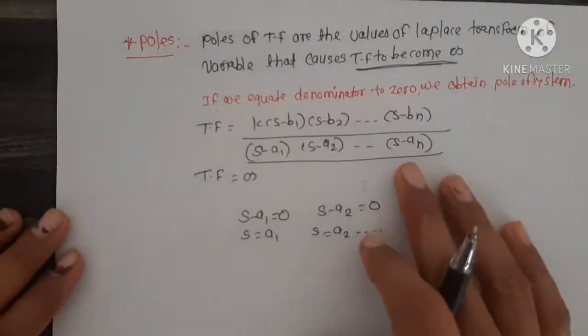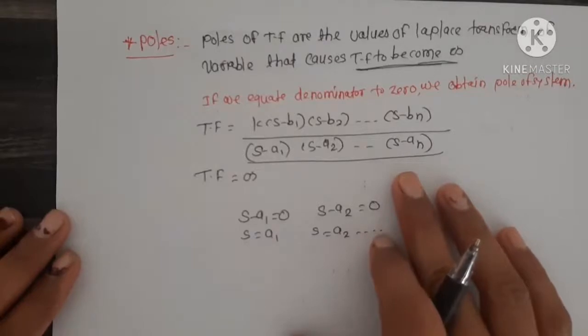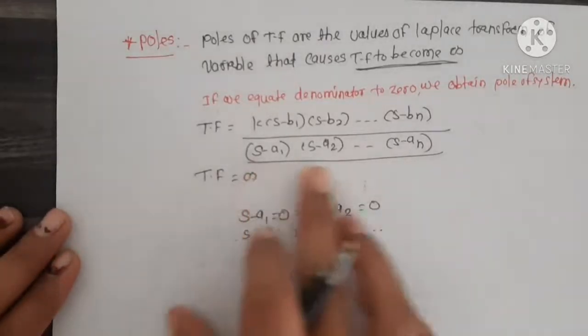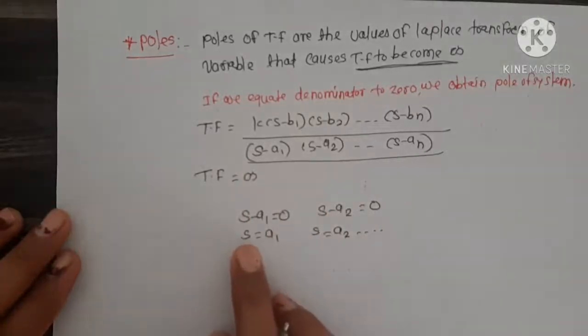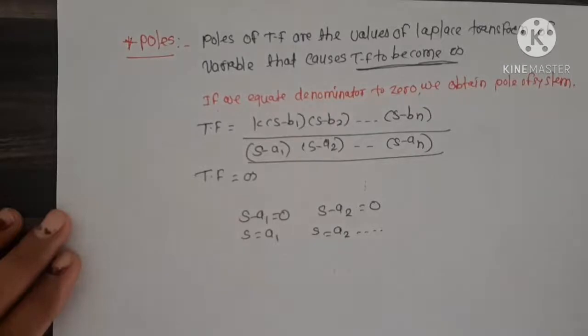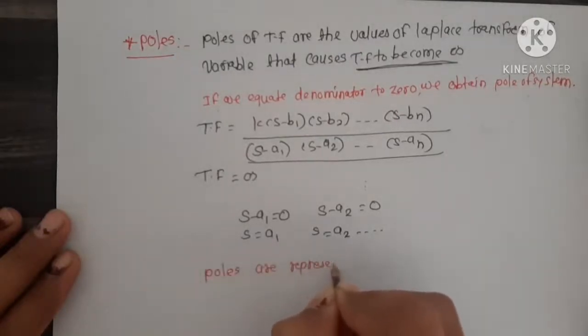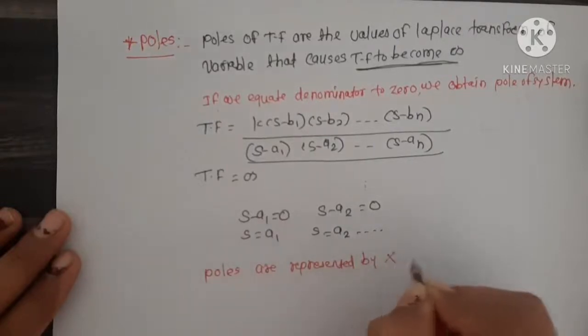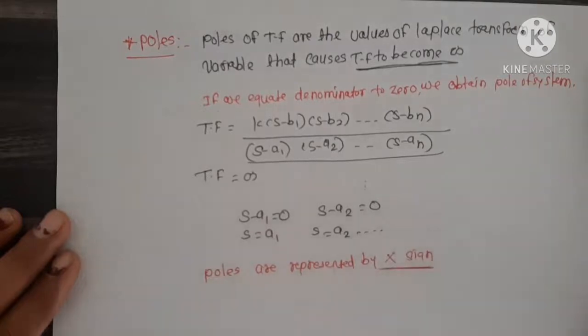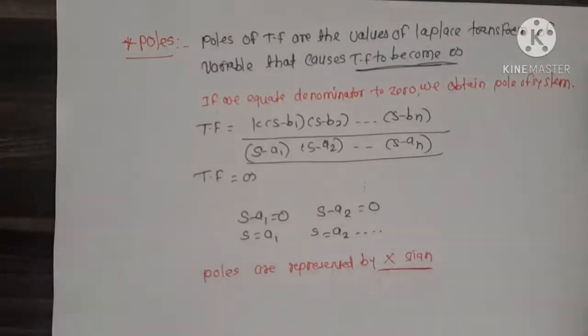So whenever you get the question to find the poles of the transfer function, you have to equate the denominator to 0 and you will get the pole values: this is the first pole value, this is the second pole value. Another point: poles are represented by a cross sign. On the imaginary plane, if you have to draw the pole-zero diagram, we represent the pole by a cross sign.